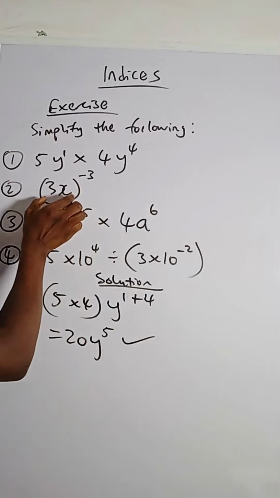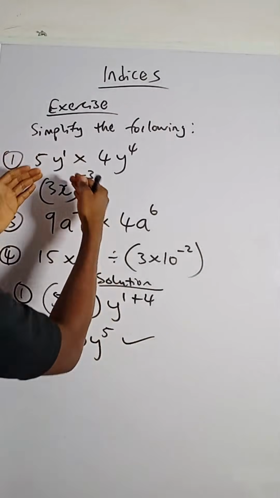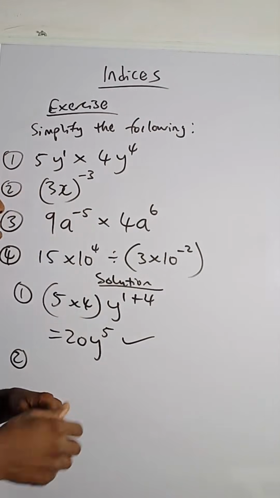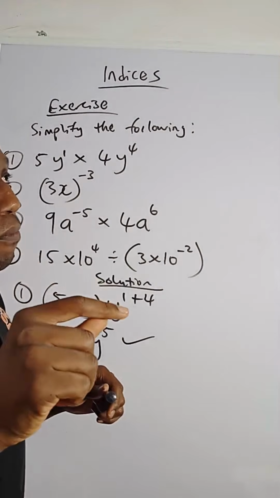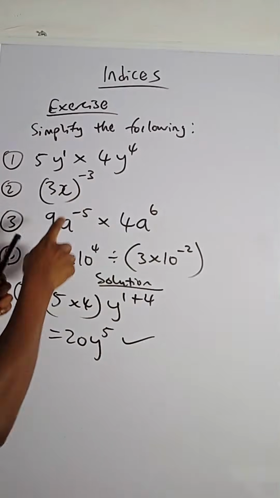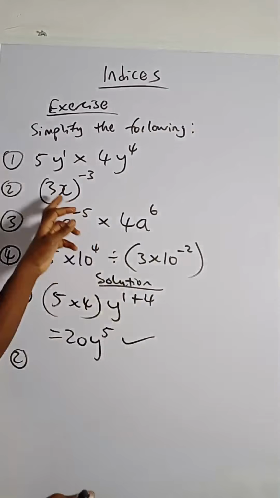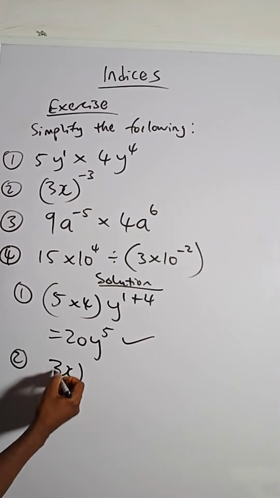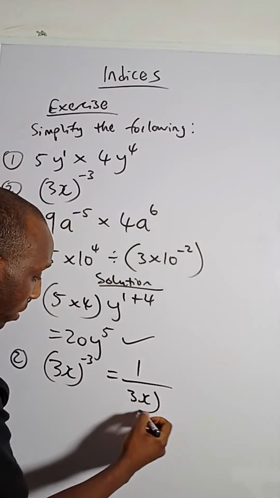Okay, so this is 3x all raised to power negative 3. I told you that when you have a bracket like this and you have a power, make sure you distribute that power. This is actually the power of a product rule. But before I do that, this negative sign will make me take the reciprocal. So 3x raised to power negative 3 will be equal to 1 over 3x raised to power 3.